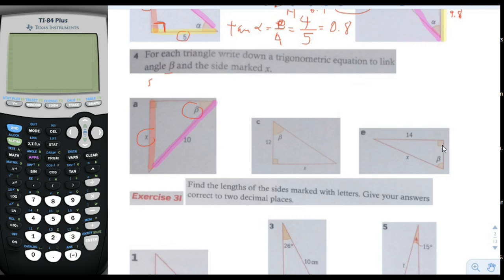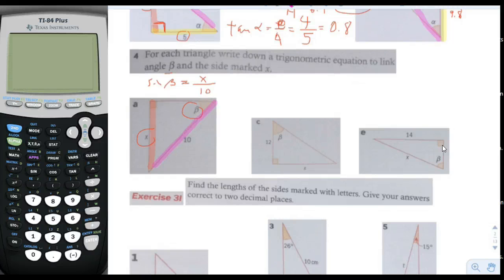So the sine of beta would be equal to the opposite, x, divided by the hypotenuse, 10. Okay, so there we have a trig equation which links the side x to angle beta. If we knew one or the other, if we knew beta, we could figure out x, and if we knew x, we could figure out beta. But since we don't know either one, all we have is a relationship like that. Okay, let's try to do the next one.